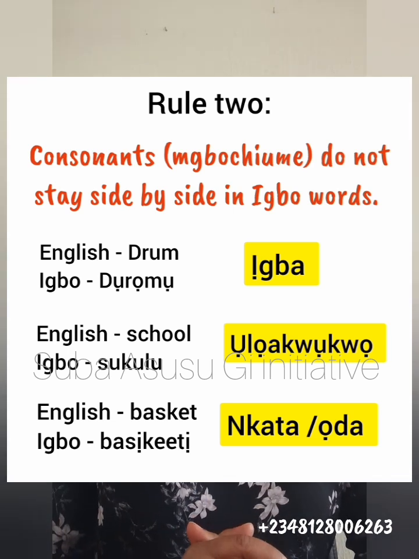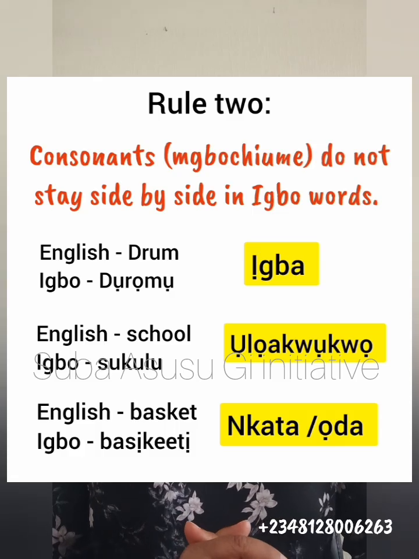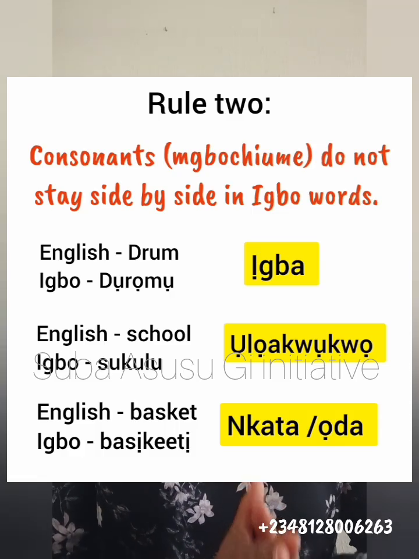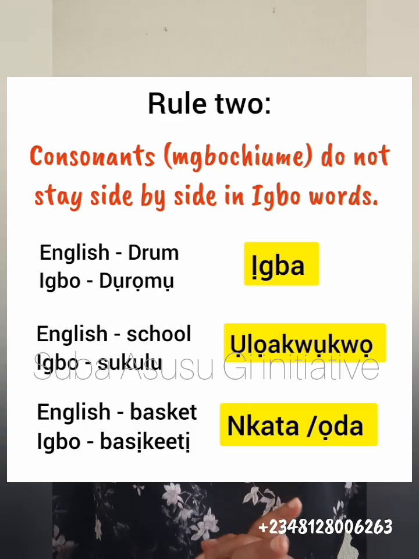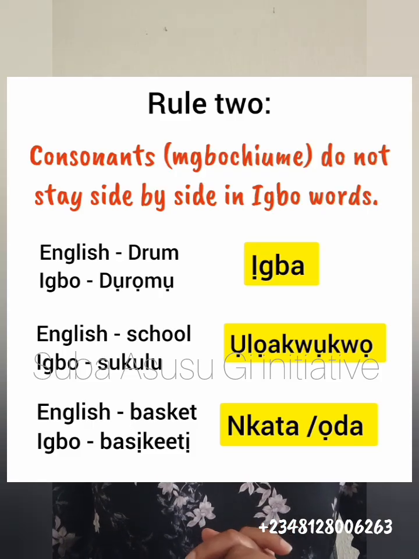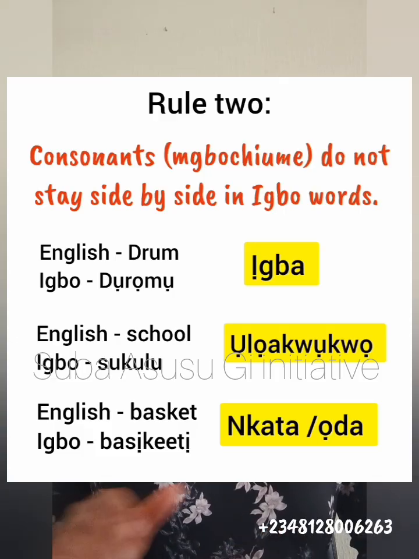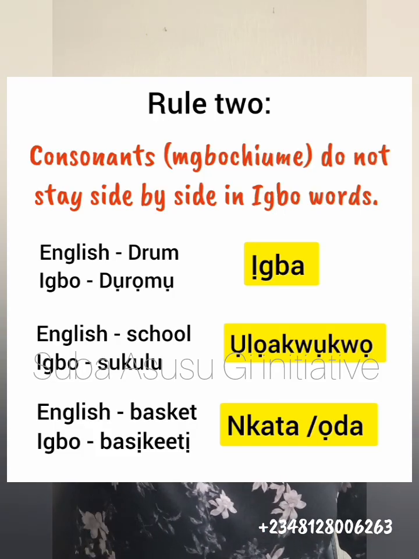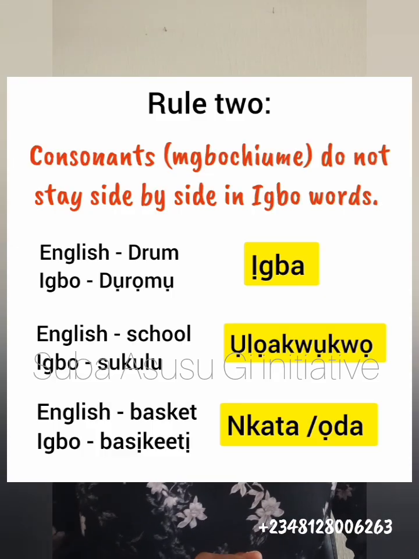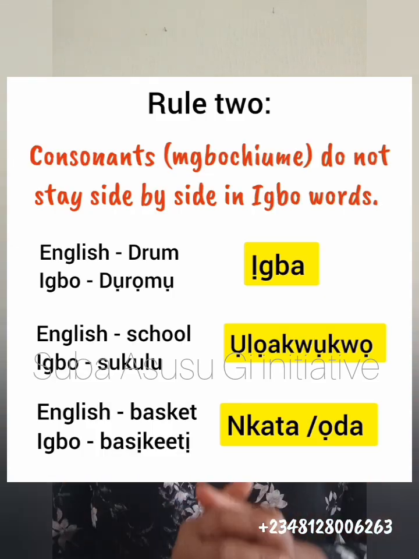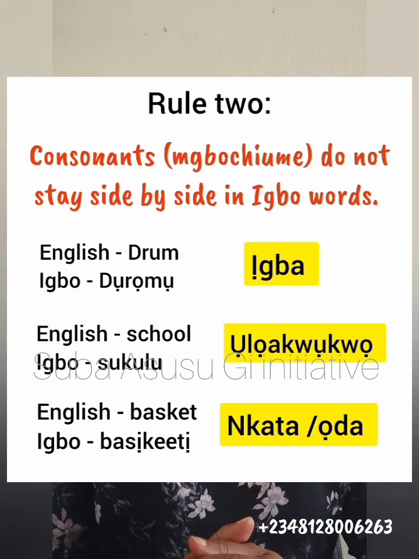So you can see you have SK staying side by side. Again, it's okay because it is English, but with my Igbo accent, I am going to pronounce that word as basiketi. That's how I'm going to pronounce it with my Igbo accent, basiketi. Good. Again, my accent has introduced vowels to separate the two consonants.